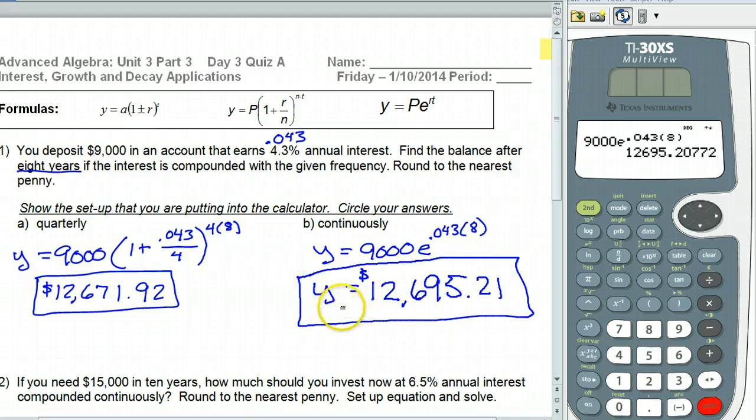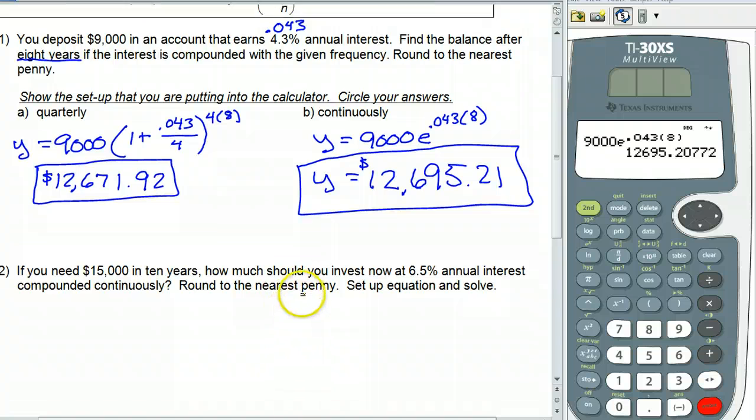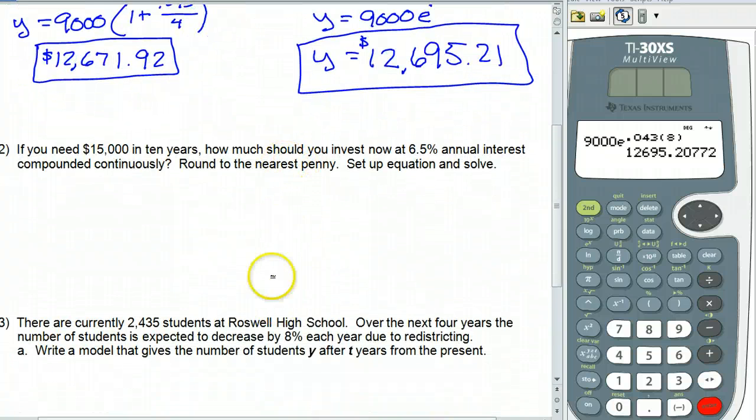So that's it for number 1. As you can see, if you compound continuously, you get a little bit more money than you do if you compound quarterly. Not a lot, but every dollar counts in my book.